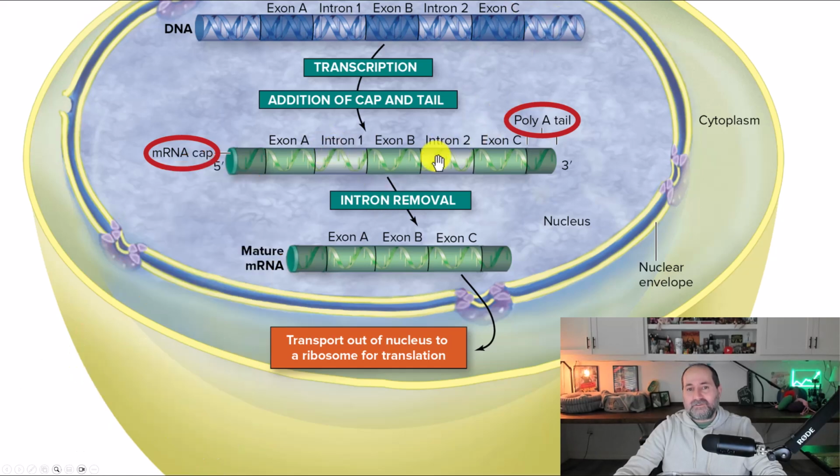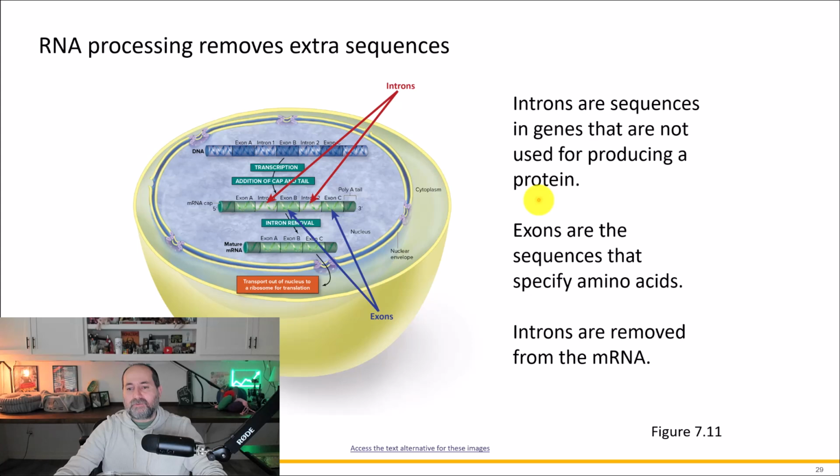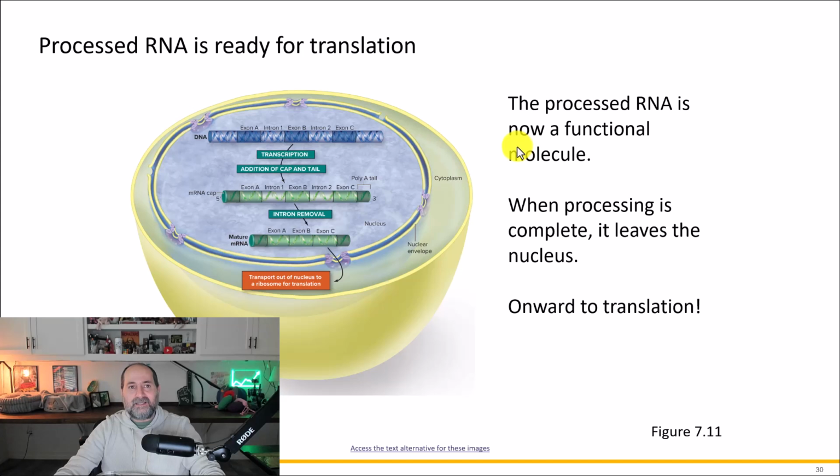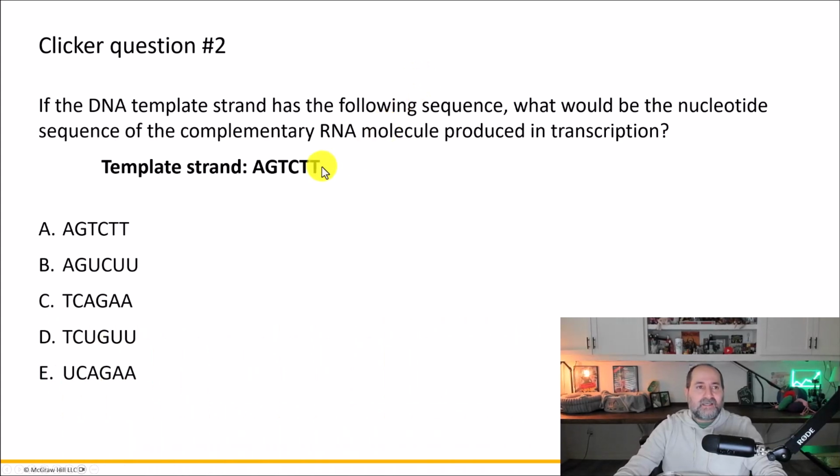Remember, the introns need to be removed, and that's why the mature mRNA is shorter than the pre-mRNA. Right here you can see the introns are sequences in genes that are not used for making proteins, so the introns are removed. That's what excised means, removed from the mRNA. And now the mRNA is ready for translation. Remember, translation requires ribosomes.